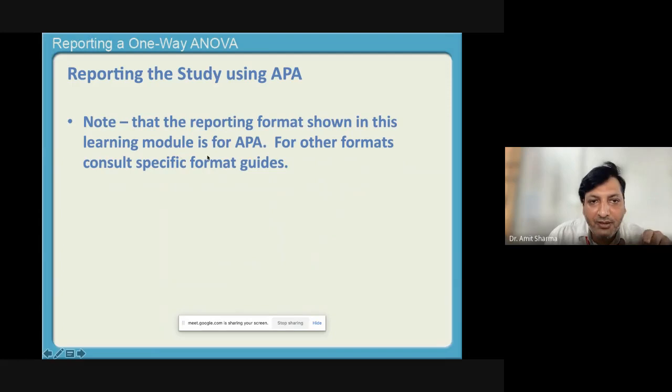So the format which I have used to write the results is the APA format, that is American Psychological Association. You are going to get multiple presentations online on how to write the result of ANOVA in APA or in MLA. Both formatting styles are accepted by most of the journals.